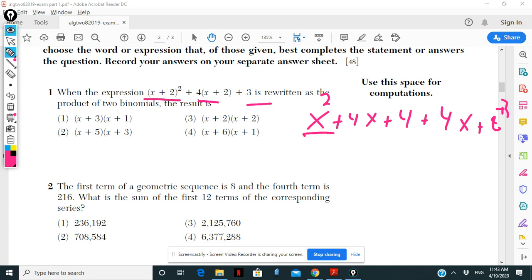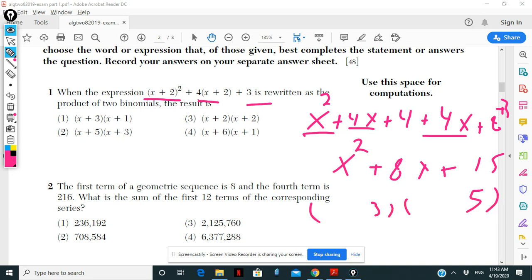Now combine like terms, so I have x squared plus 8x plus 15. Now I'm going to factorize it. The factors of 15 are 5 and 3. x and x, plus and plus, so the answer is 2.